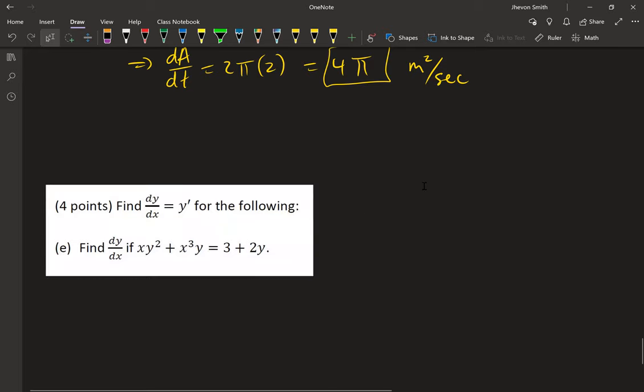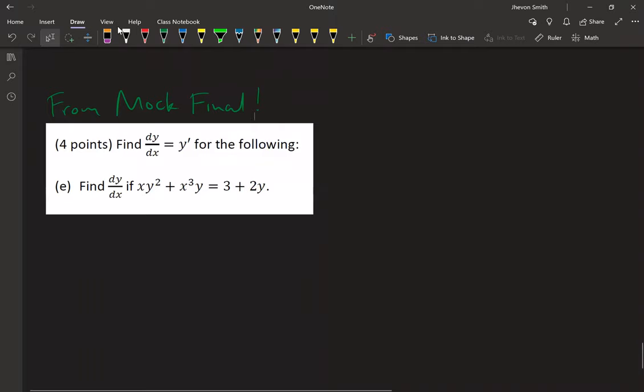So this is from the mock final. And hopefully if you're here, you've already taken the mock final. It won't help you very much if you come here before taking it. It will be a much better use of your time to leave, go take the mock final, and then come back and watch the video for this after taking it. That would actually be more helpful. So hopefully everyone took the mock final already.